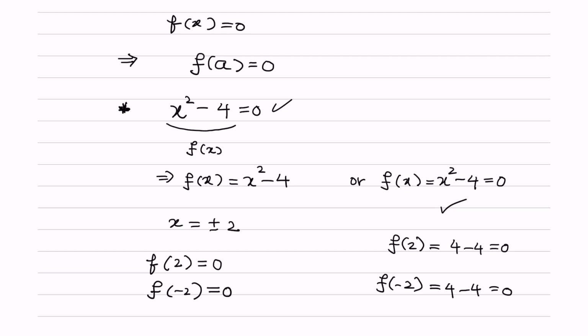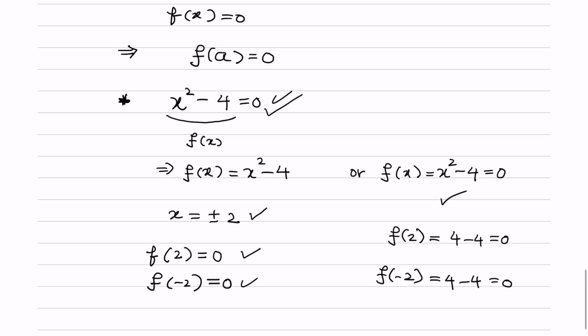And why f of 2 must be 0? Why f of minus 2 must be 0? Because 2 and minus 2 are the roots of this equation x square minus 4 equal to 0. So whenever a number is the root of an equation, when you plug it in the equation f of x equal to 0, the equation must be satisfied.